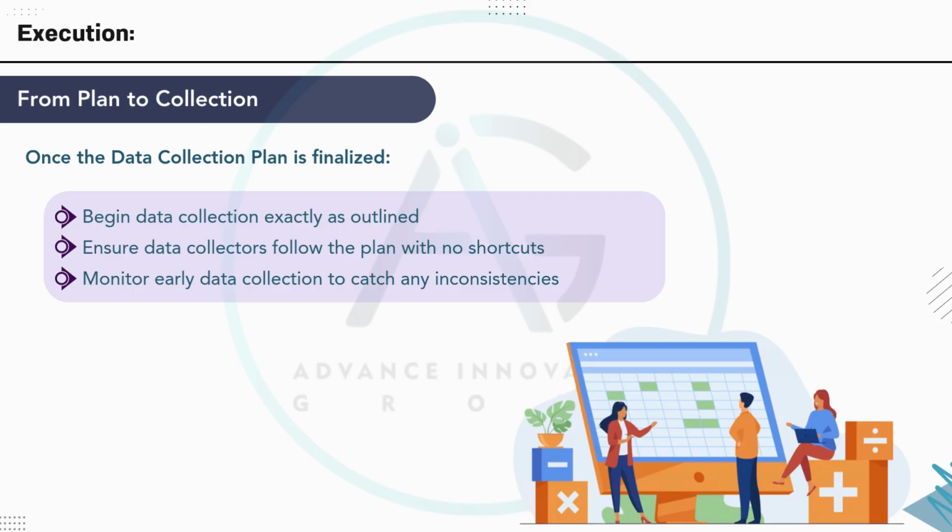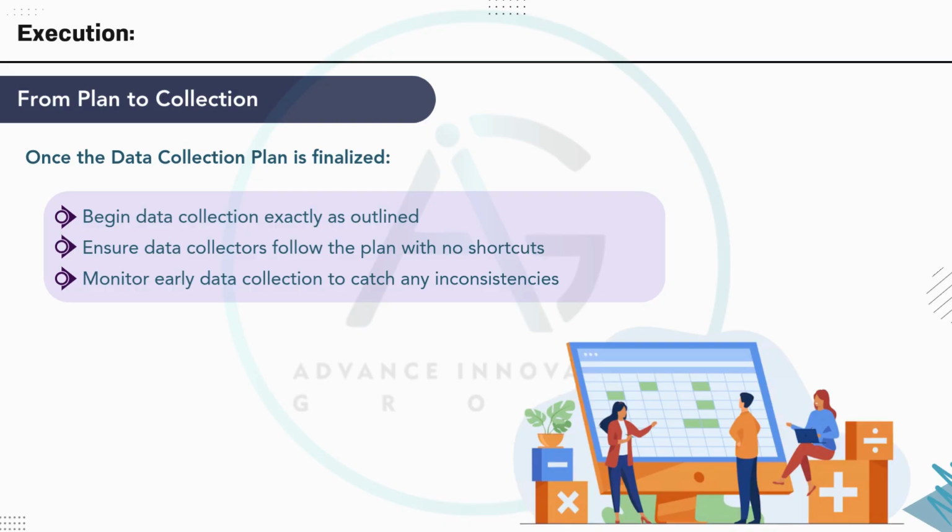2. Ensure that data collectors follow the plan with no shortcuts. Any improvisation or workaround can distort the accuracy of the data and undermine the integrity of the entire project. 3. Closely monitor the initial phase of data collection. This is the best time to detect and correct any errors, misinterpretations, or inconsistencies before they propagate and skew results.